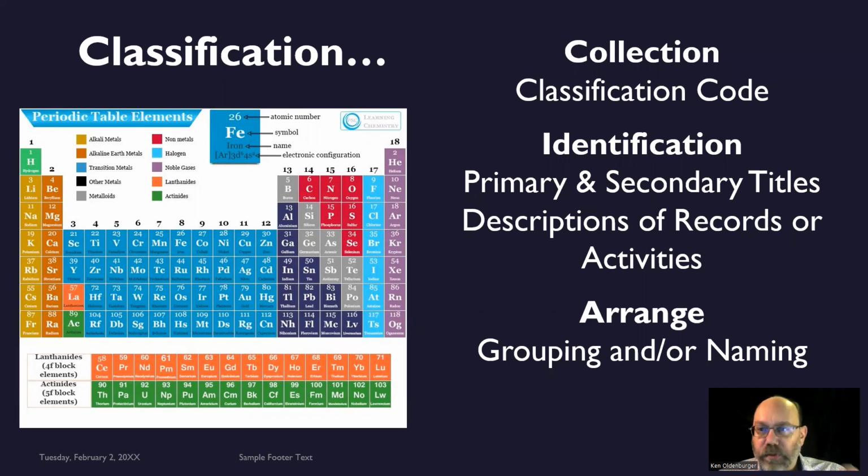So this is what you're going to typically find in a classification portion of a records classification and retention schedule. You're going to have collection, and it's going to be collected according to some sort of a classification code. You're going to have identification, which is reflected, hopefully, in the primary and secondary titles. We're also going to have identification in descriptions of the records or activities that we might see within file folders in this secondary. And then we have an arrangement, which is how do we group things and or name things within this category.